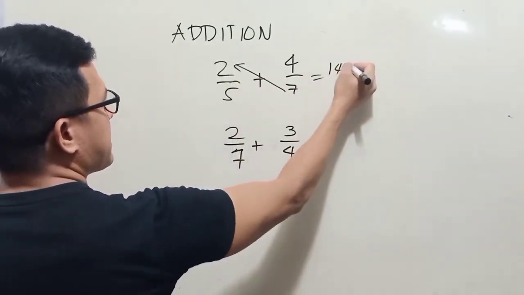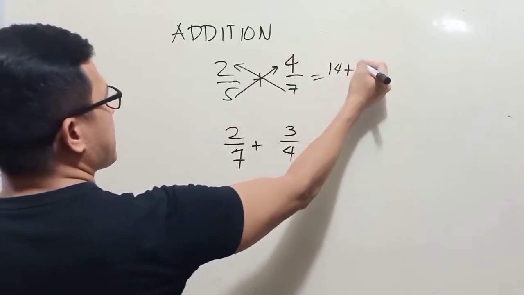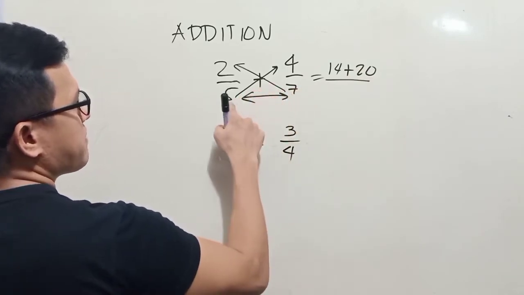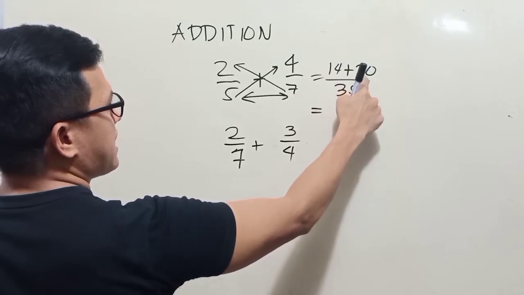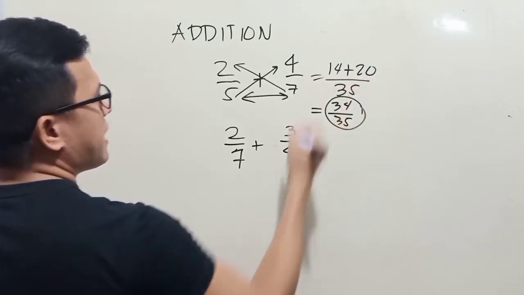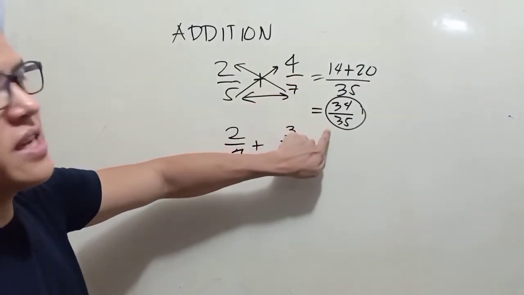And then copy the sign, that's plus. And then 5 times 4, that is 20. And then over, multiply the denominators. 5 times 7, that is 35. So 14 plus 20, that is 34 over 35. This is now the simplest form because the numerator is smaller than the denominator.